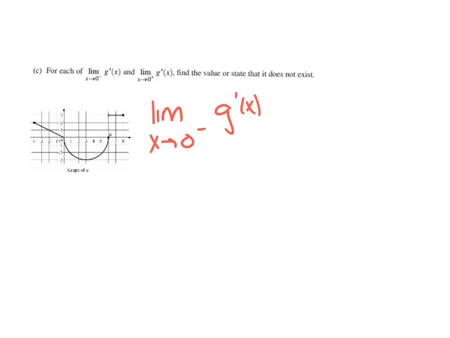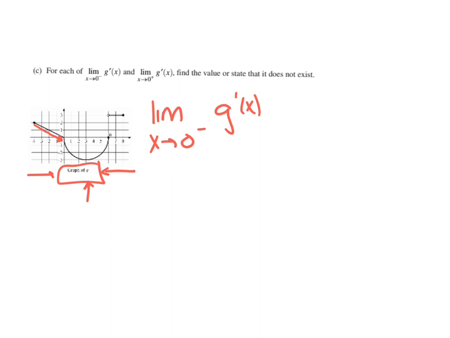Okay, so a lot of us get a little excited and we just look at this graph, but this is a graph of g, and they wanted g prime. So you are now looking at the what of this graph? The slope. Good. We want to make sure we're looking at the slope. So I need the exact slope as I approach from the left of 0.